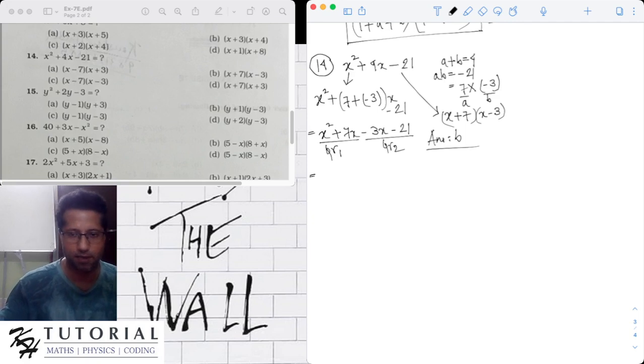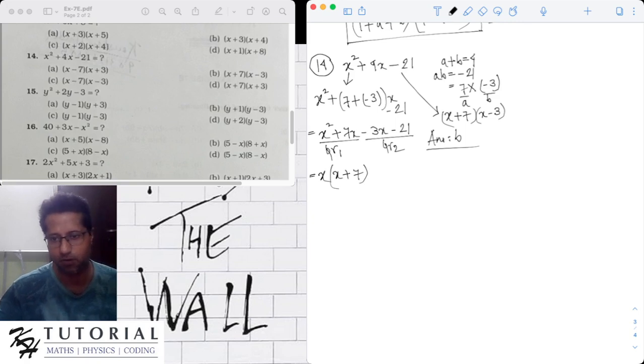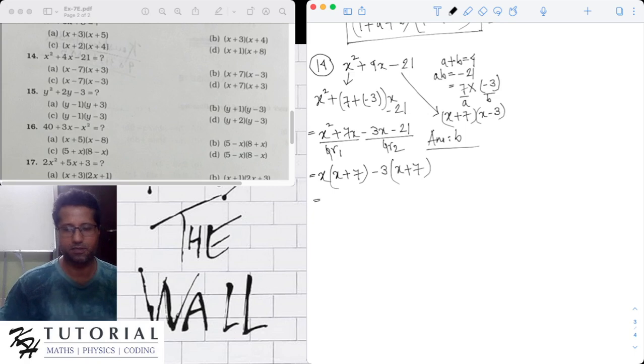You take x as common from the first group, and you get x multiplied by x plus 7, and you take minus 3 as common from the second group, and you get minus 3 multiplied by x plus 7. So both the groups now have x plus 7 as a common factor. So the final factorization will be x plus 7 multiplied by x minus 3.